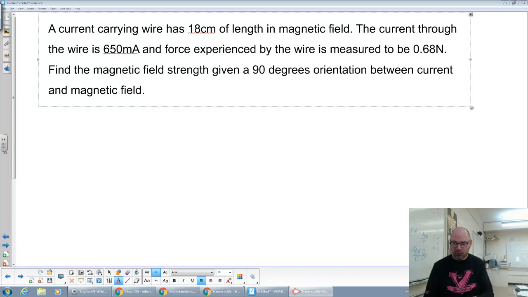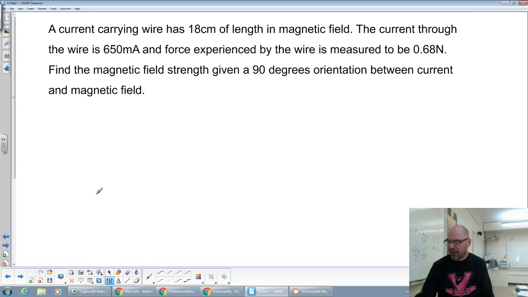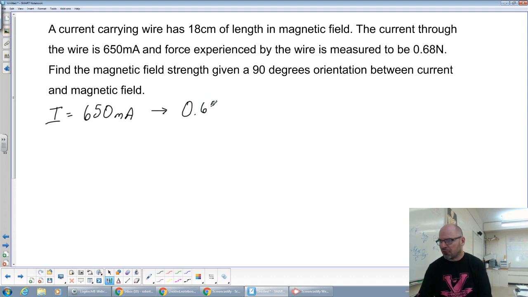Okay, so if we were to write out what we know, and then convert them to the appropriate units, let's do current first. Okay, current is equal to 650 milliamps. We know that there's 1,000 milliamps in an amp, so we have to divide by 1,000 to get how many amps there are. So this is 0.650 amps.